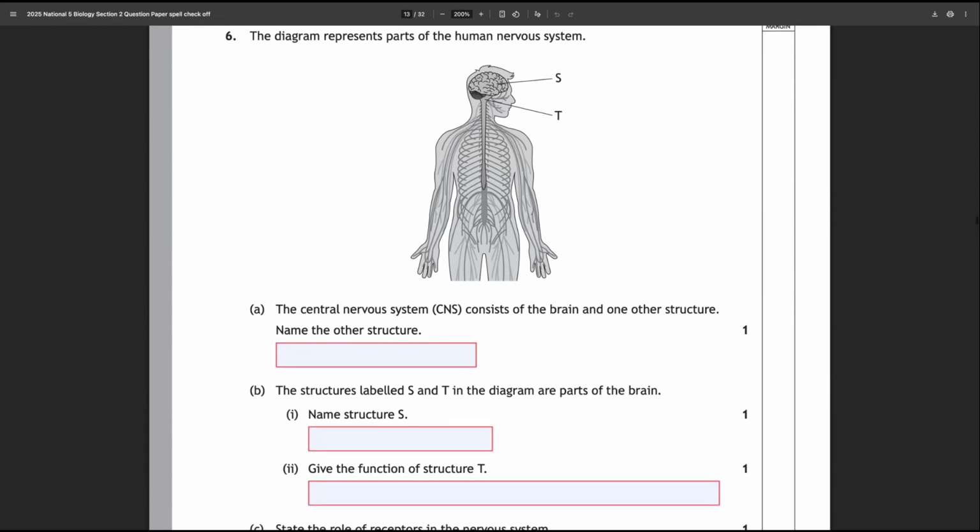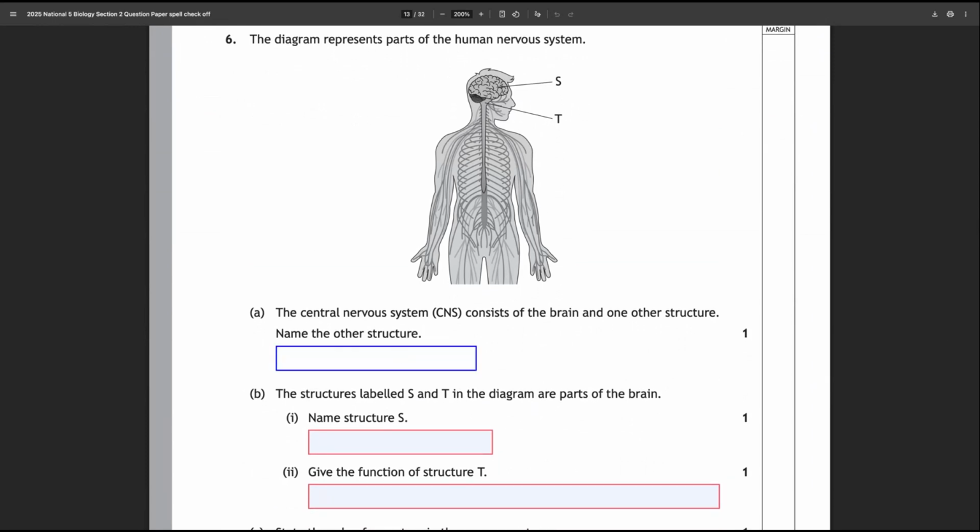Okay, number 6, we've got the diagram represents part of the human nervous system. We've got parts S and T. Okay, the central nervous system, CNS, consists of the brain and one other structure, name the other structure. So common mistake here is for people to write down it's the brain and the spine.